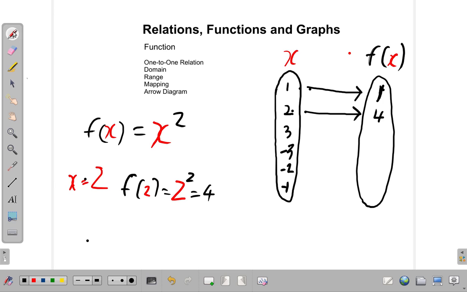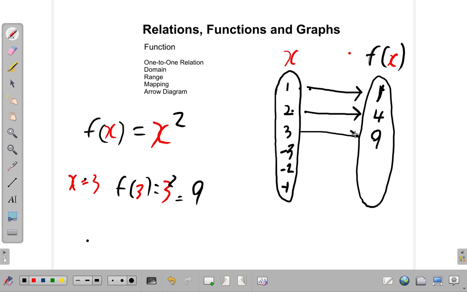Now, when x is 3, f of 3 is equal to 3 squared. What is 3 squared? It's 9. So we have 9 in the range, and 3 is mapped onto 9. Nice, you see that? Now, what about when x is negative 3?